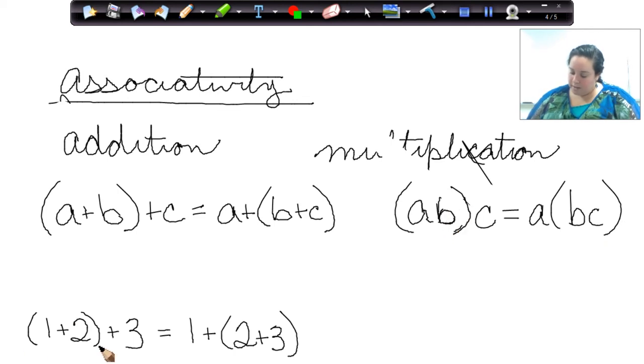And this works out. Let's think about it in the case of addition one more time. 1 plus 2 is 3. 3 plus 3 is 6. Over here we get 2 plus 3 is 5, and then plus 1 is still 6. Okay, so this is associativity.